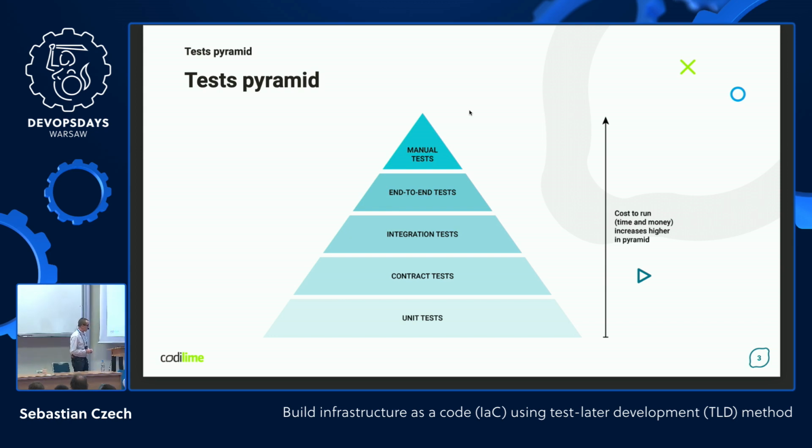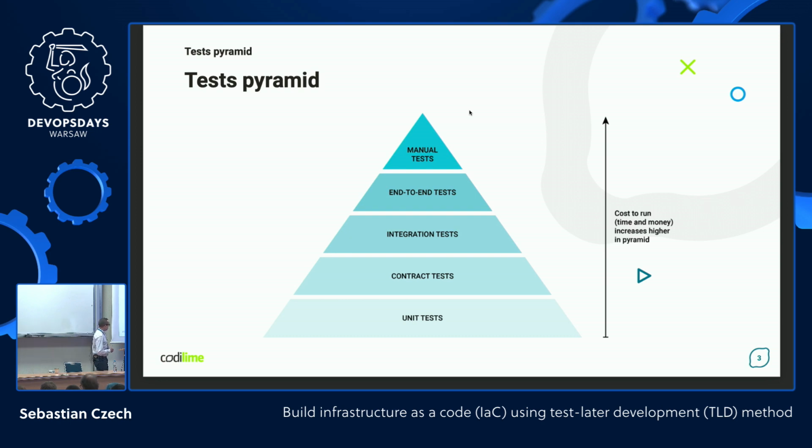End-to-end tests, as the name is suggesting, are testing the whole infrastructure, and they are answering the question if the infrastructure which we prepared can be used by the end user. Manual tests I will skip in my presentation because I focused on tests which we can automate and which we can put in CI/CD pipeline.